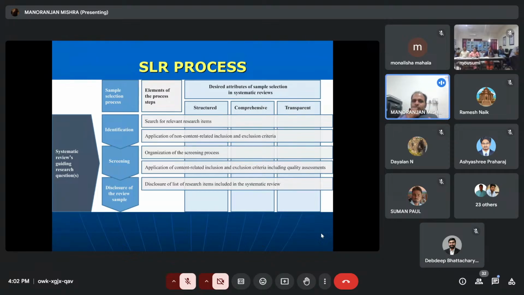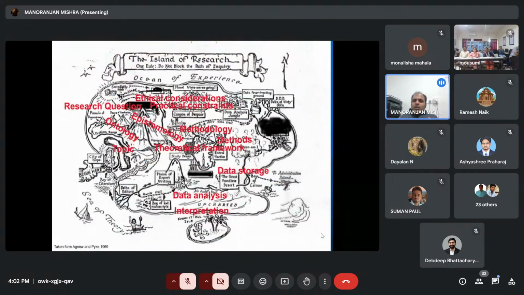This is the whole SLR. As I was talking about the sample selection process, the elements of the process steps, and the desired attributes of sample selection in systematic review: structured, comprehensive, transparent. Then identification, search for relevant items, application of non-content related inclusion or exclusion criteria, then organization of the screening process, application of content related inclusion and exclusion criteria, including quality assessment, and disclosure of the research items included in the systematic review. So this is all about research questions, epistemology, and a lot of things in interpretations that you have to follow.